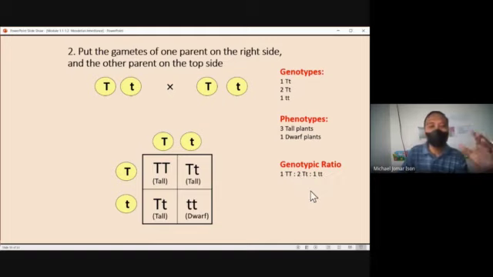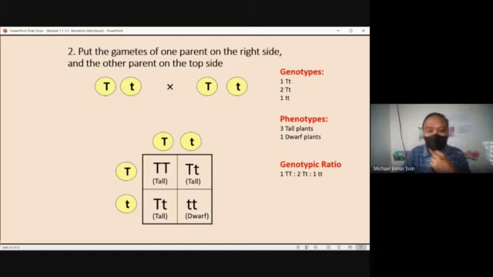Now, please take note, one of the things you have to take note of is that it's automatic: if you have a heterozygote cross with another heterozygote, and we're talking only about monohybrid crosses, then you will always have a genotypic ratio of 1 is to 2 is to 1. One homozygote dominant, two heterozygotes, and one homozygote recessive. And that will be an automatic genotypic ratio for a heterozygote cross with a heterozygote.